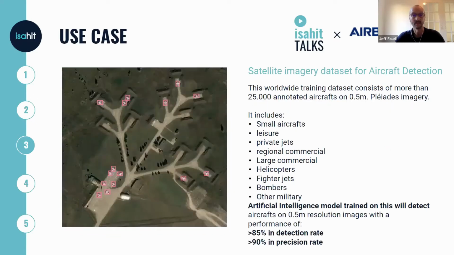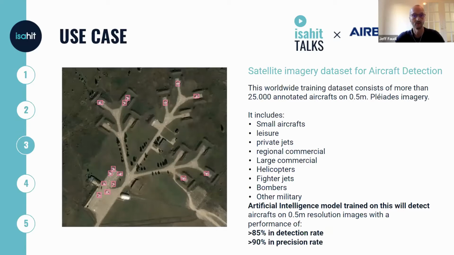So starting from this point, it's very easy then to create a better algorithm suited to the need of the specific customer. We've done that with Isahit. These are data sets that we've created with Isahit. So we've done the wind turbine data set.